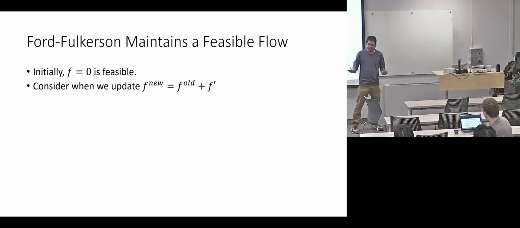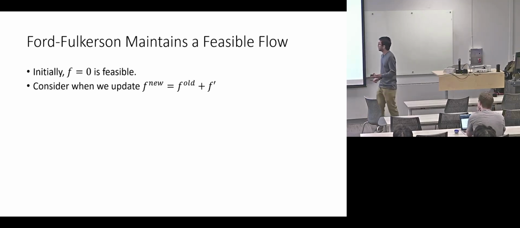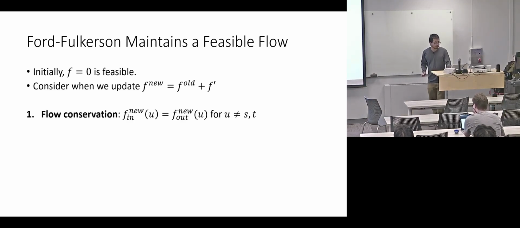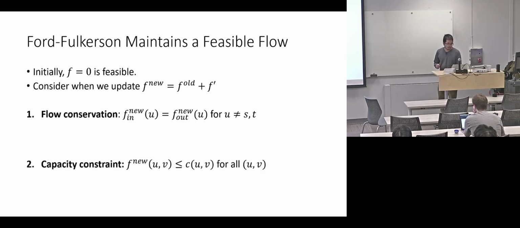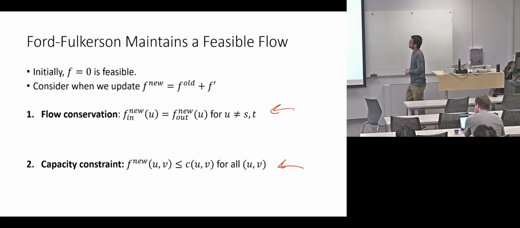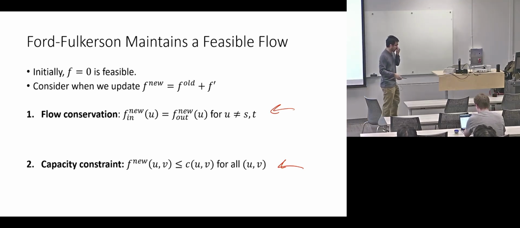Can you recall what it means to prove that the flow is feasible? There are two properties that we need to prove. Capacity and conservation. Exactly, capacity and conservation. Nice. Let me start with conservation and capacity. We need to prove these two things. For conservation, we want to say that the in and out flow for every node that is not source and sink are the same.